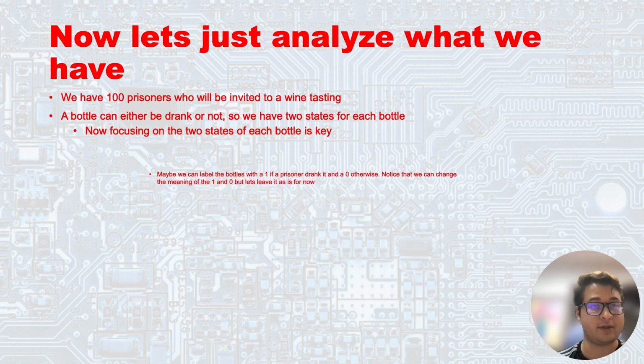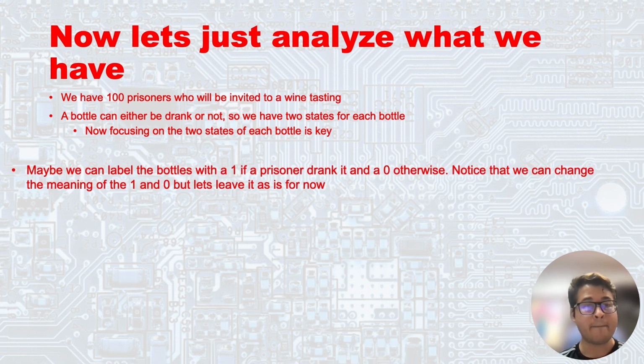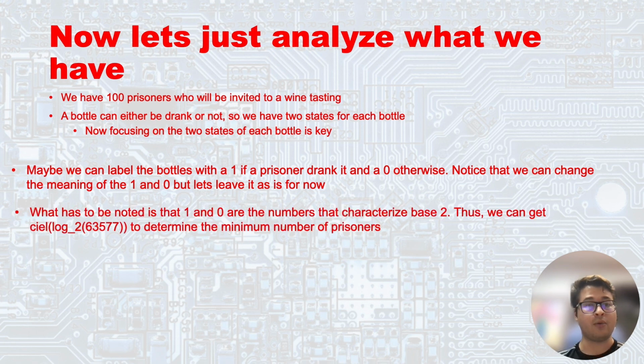However, we can do the following. This is one solution. Maybe we can label the bottles with a 1 if a prisoner drank it and a 0 otherwise, okay? Notice that we can change the meaning of 1 and 0, for instance, we could say that 0 is drinking it and 1 is not drinking it, but for now, 1 is drinking a little bit of the wine bottle, okay? Now, what has to be noted is that 1 and 0 are the numbers that characterize base 2, okay?